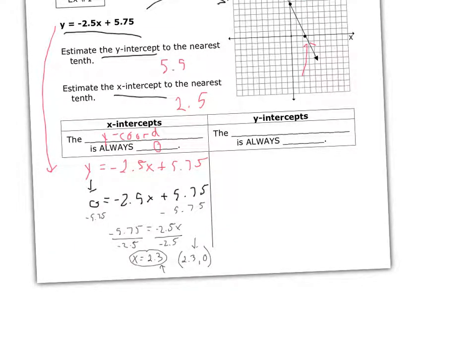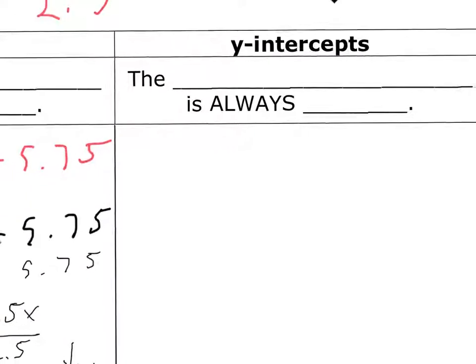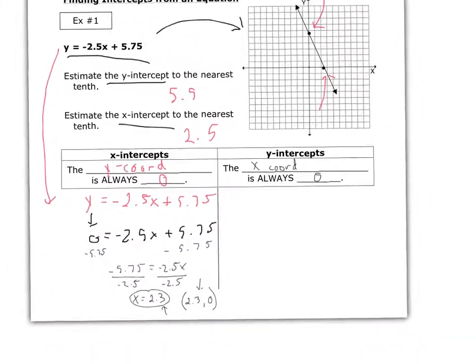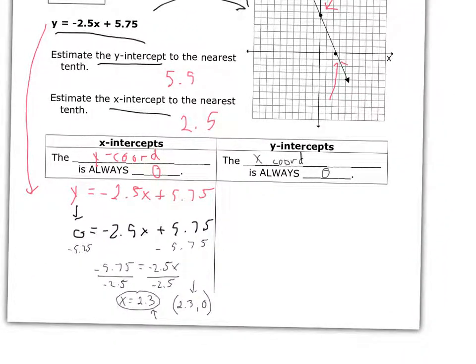Let's go ahead and find our y-intercept. And for your y-intercept, remember the x-coordinate is always 0. Okay, so we're going to go ahead and use our equation again. Remember our y equals negative 2.5x plus 5.75. Okay, so this time we know our x-coordinate is always 0, so we can plug in a 0 for x.